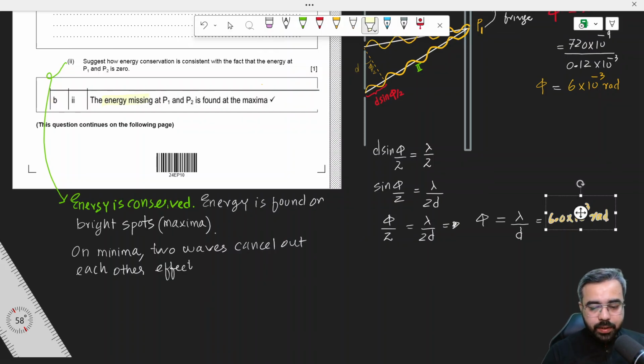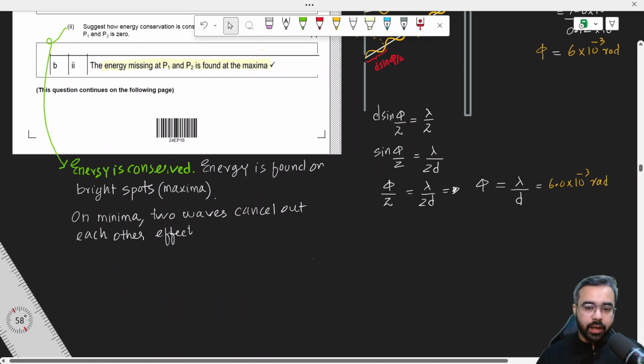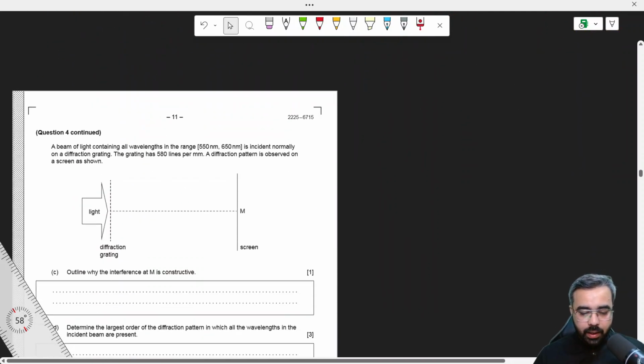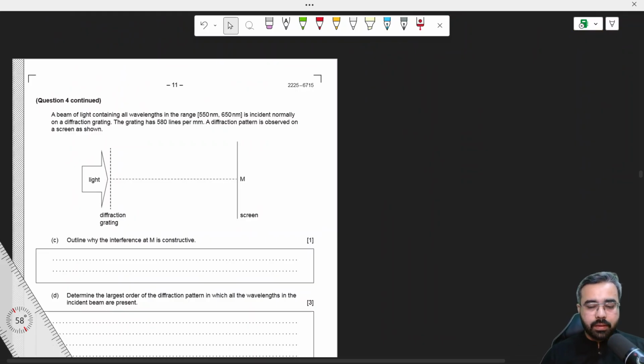So energy missing is found at maxima. All right, and why it's maxima I had explained to you in detail. Now the next question is about the diffraction grating, and that is not included for the standard level, for those students who are taking SL, right?